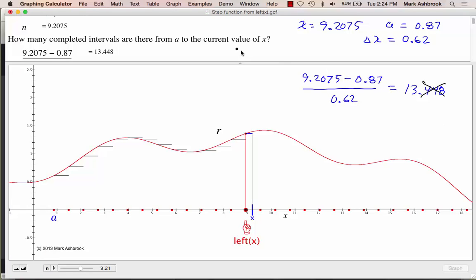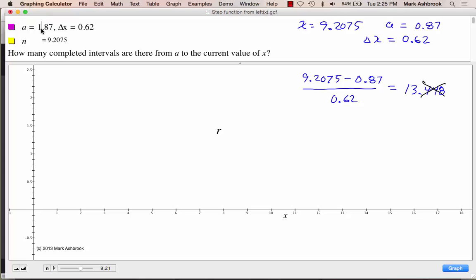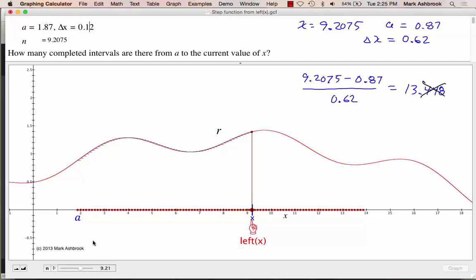So you guys practice on one more here? I don't recommend you counting on this. So I'll do A equals, say, 1.87 and delta X of 0.12. And the current value of X is 11.435. How many completed intervals between 1.87 and 11.435? Go. N is the same as X. N is the same as the current value of X. Yes, thank you.